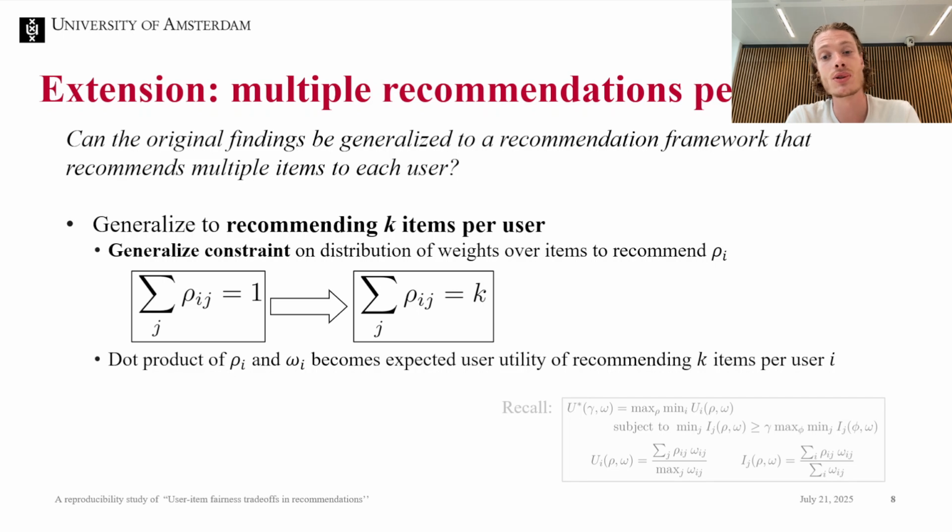As all results considered so far only considered a single recommendation for each user, we also asked the question whether the original findings could be generalized to a recommendation framework that recommends multiple items to each user. For this, we generalized the constraint on row I, which was the distribution of weights over items to recommend to user I. Instead of letting row I sum to 1, we generalized the constraint to sum to k. This lets the dot product of row I and omega I become the expected user utility of recommending k items per user I, which relates back to UI that we saw previously.